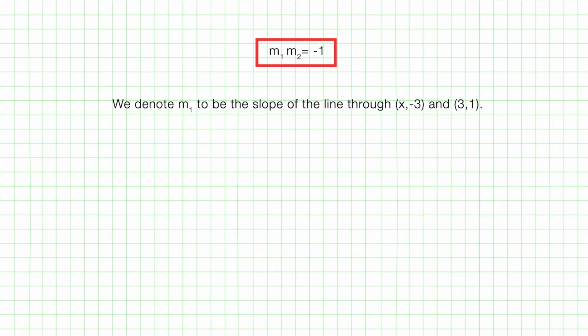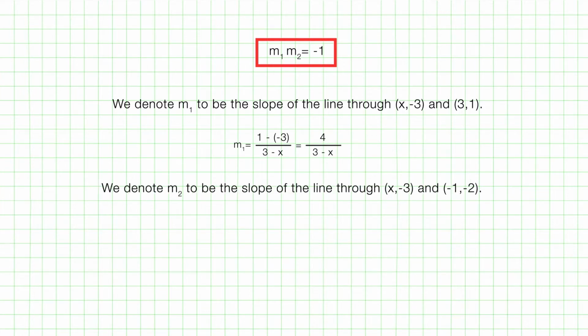We denote m1 to be the slope of the line through point (x, -3) and point (3, 1). Thus, m1 is equal to (1 minus negative 3) over (3 minus x), which is equal to 4 over (3 minus x). We denote m2 to be the slope of the line through point (x, negative 3) and point (negative 1, negative 2). Thus, m2 is equal to (negative 2 minus negative 3) over (negative 1 minus x), which is equal to 1 over (negative 1 minus x).